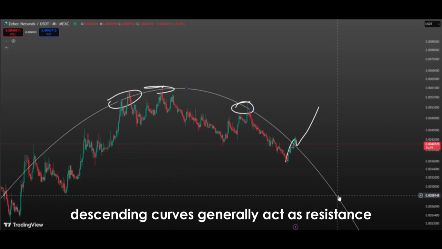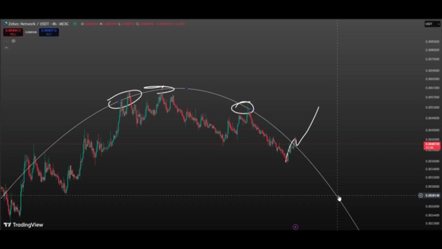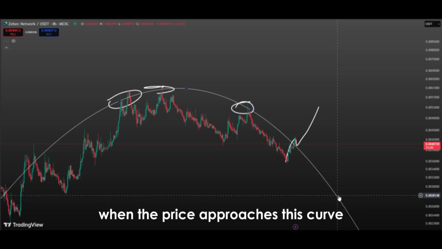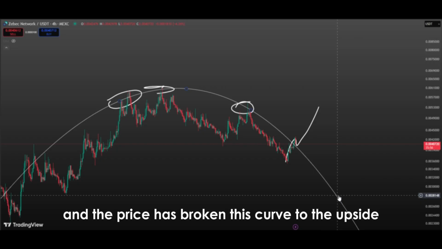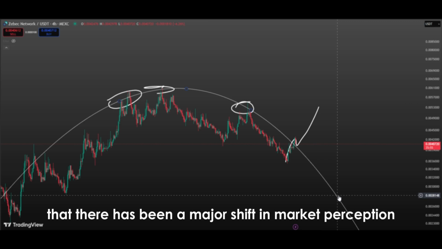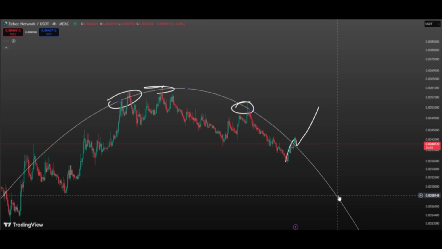Descending curves generally act as resistance. When the price approaches this curve, selling pressure usually increases and the price pulls back. However, in this case, a different situation has occurred, and the price has broken this curve to the upside. This breakout shows that there has been a major shift in market perception.